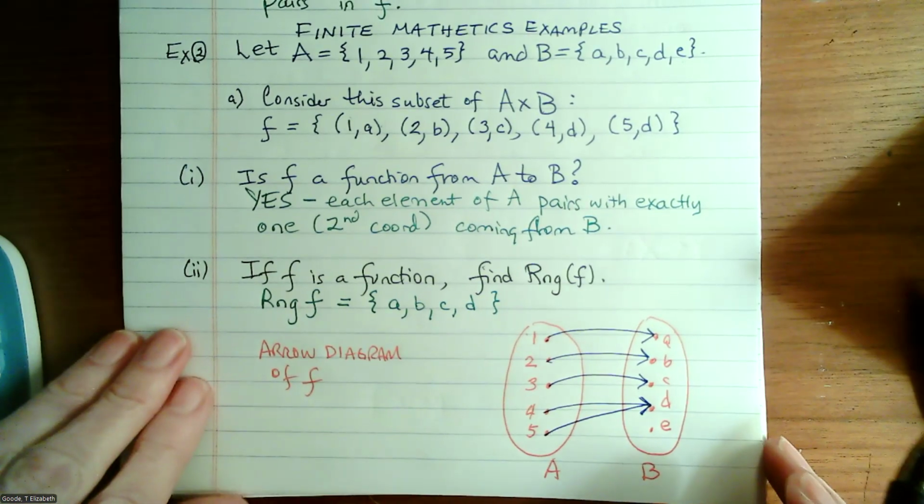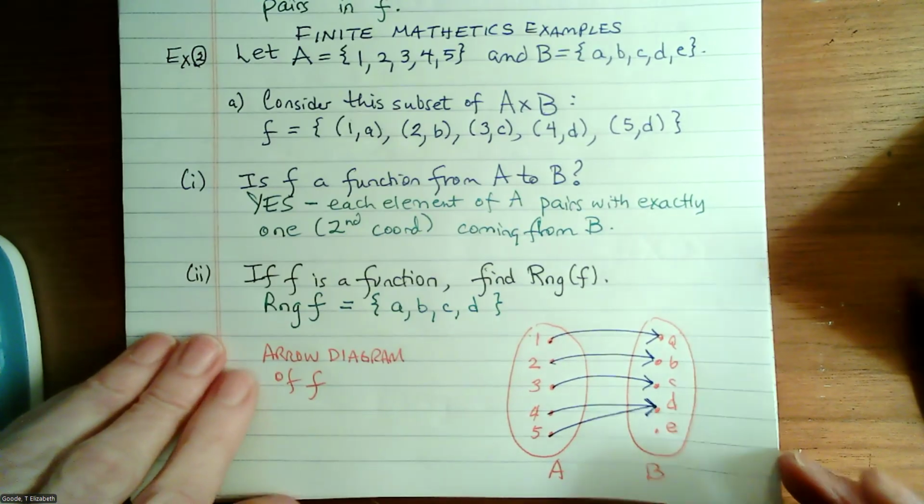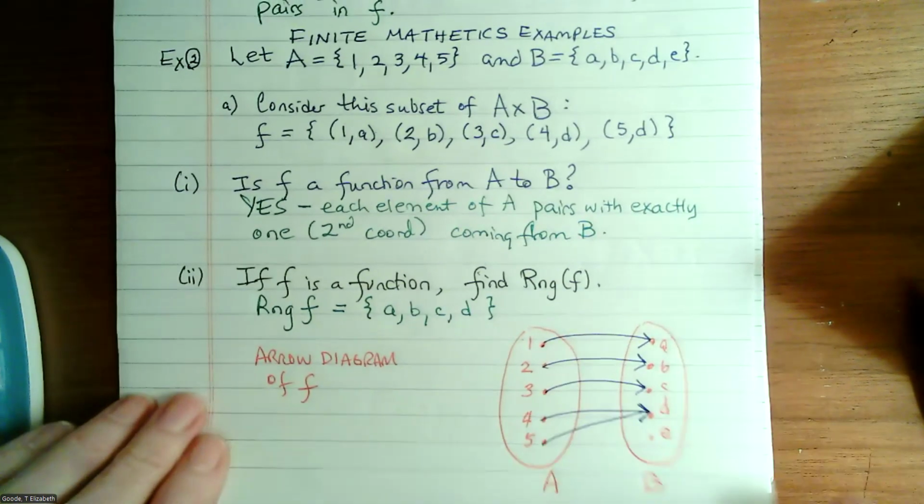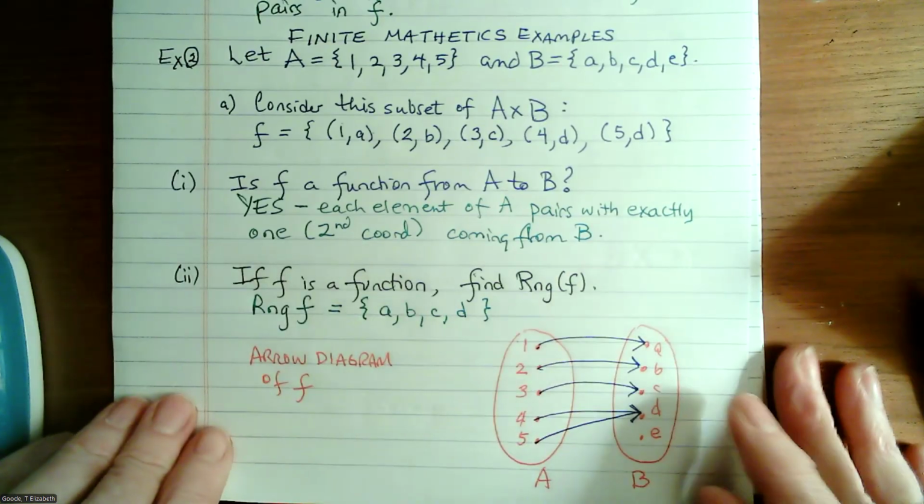All right, let's use the same A and B, and let's look at another subset of A cross B. Any questions before we move on?